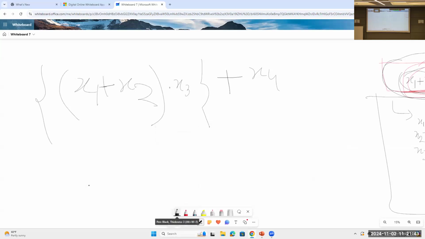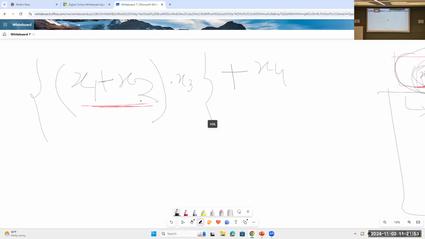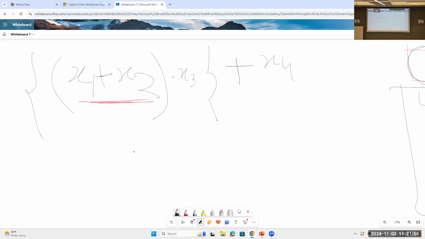You tell me, from where should I start? x1 plus x2. Exactly, x1 plus x2. Right. So let's start with x1 plus x2. To do an addition operation, what gate do we need? OR gate. Great. This is an OR gate, and we'll input x1 and x2 because we need to add x1 and x2.